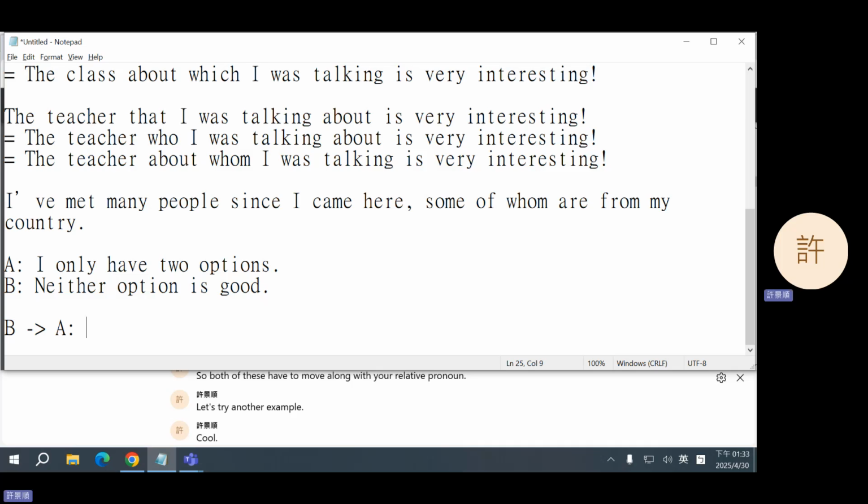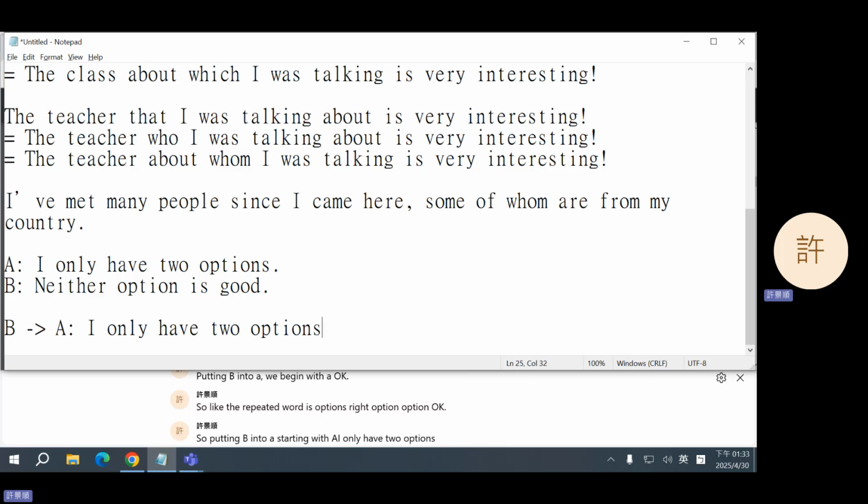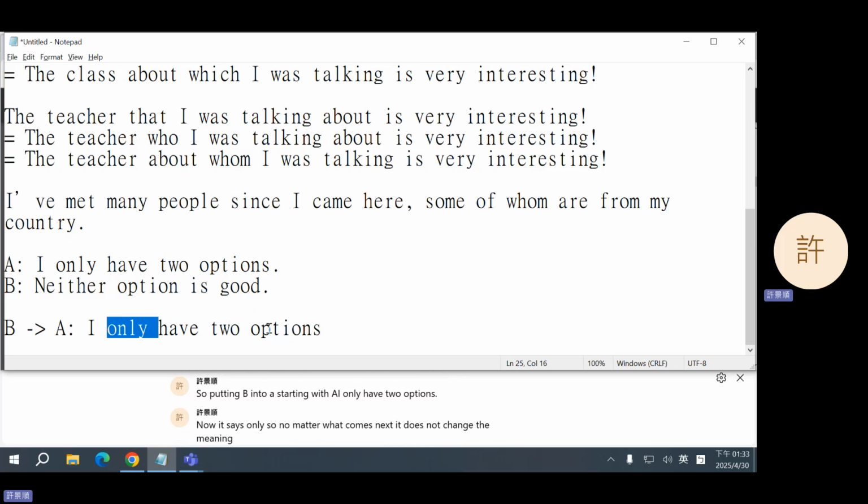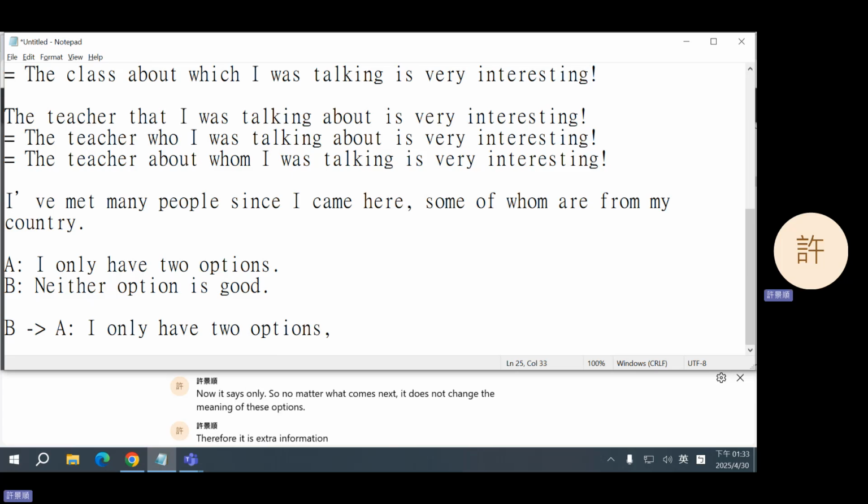Let's say I'm stuck in a bad situation. Putting B into A, we begin with A. Okay, so the repeated word is "options", right? Option, option. Putting B into A, starting with A, I only have two options. Now, it says "only", so no matter what comes next, it does not change the meaning of these options. Therefore, it is extra information, comma.